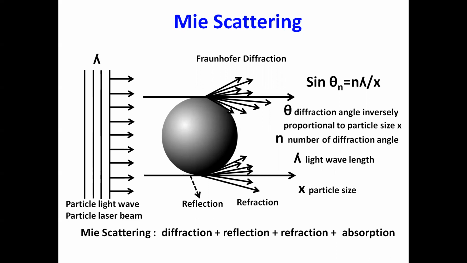Different parts of this light will go in different directions at angle theta. That's why it is mentioned as theta n. So theta 1, theta 2, theta 3, like that. Ultimately we can represent it by theta n. So sine theta n equals n lambda upon x. So theta, the diffraction angle, is inversely proportional to particle size. As the size increases, this diffraction angle will decrease. Particle size is x, n is the order of the diffraction angle, and lambda is the light wavelength.